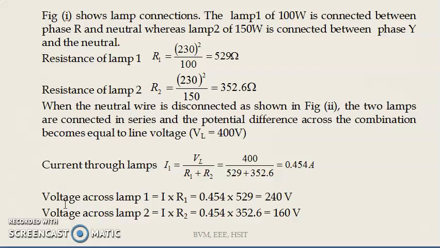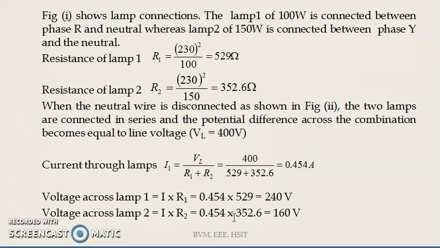Because both are connected in series, the same current flows through both the lamps. Therefore, the voltage across lamp 1 is I into R1. So 0.454 into 529, which is equal to 240 volts, and the voltage across lamp 2 is equal to 160 volts. Just concentrate on this. The voltage across the first lamp has increased beyond its rating, whereas the voltage across the second lamp has decreased.